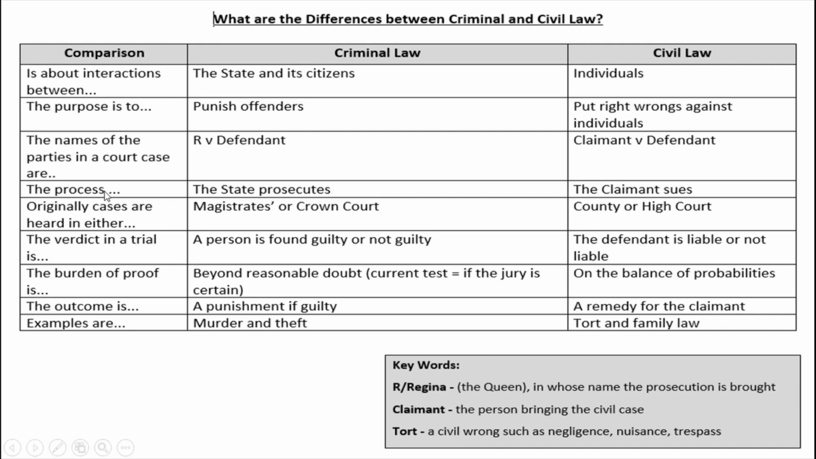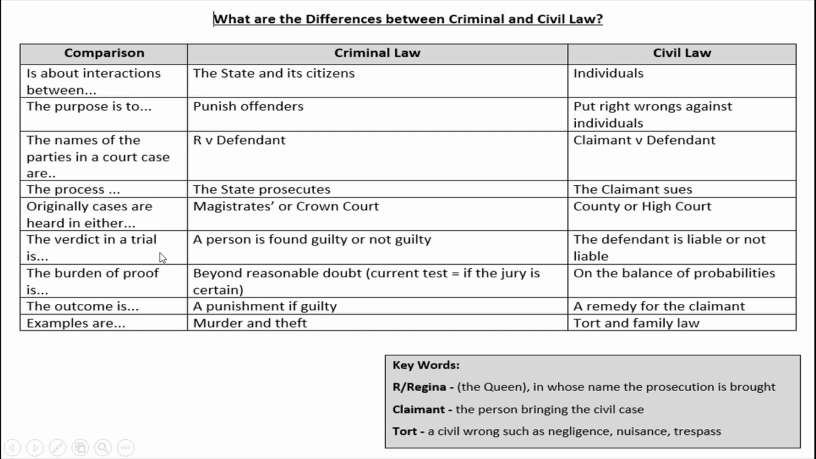The process between civil and criminal law. As mentioned earlier, in criminal law it's the state that prosecutes, whereas in civil law it's the claimant, the person bringing the case, who's suing or attempting to sue the defendant. In criminal law, cases are either heard in the magistrates' court or the Crown Court. The magistrates' court is for lesser crimes, the Crown Court is for more serious crimes. In civil law, the cases are either heard in a county court or a high court. They can also be heard in family courts if it's family related.